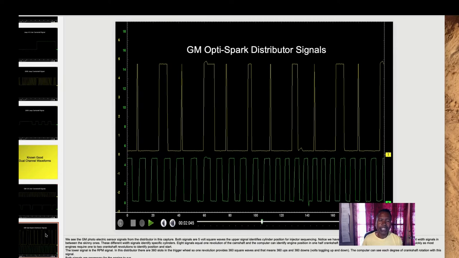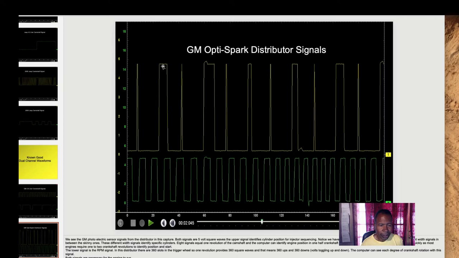Now we're going to look at GM Audi spark distributor signals. You see the top one is the cam signal. You can also notice we have a very skinny one, needle-like, every other one. See that? Every other one, just a skinny one.